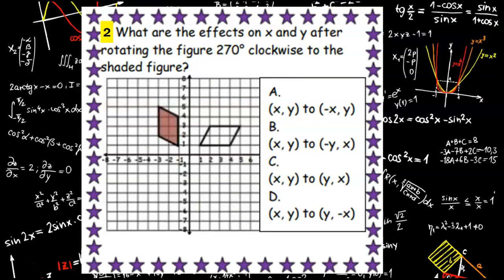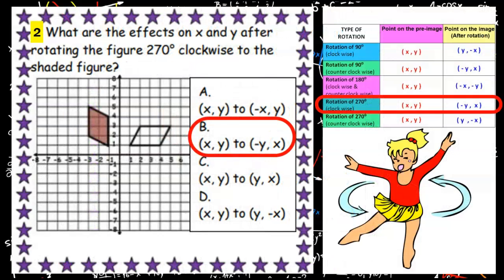Question number 2. What are the effects on X and Y after rotating the figure 270 degrees clockwise to the shaded figure? So use those rules that we are supposed to have memorized. Press play when you're ready to check your answer. All right, our rule for a rotation of 270 degrees clockwise is (negative y, x). So the x and y coordinates are going to change positions, and the y is going to change signs. So the answer here is B.